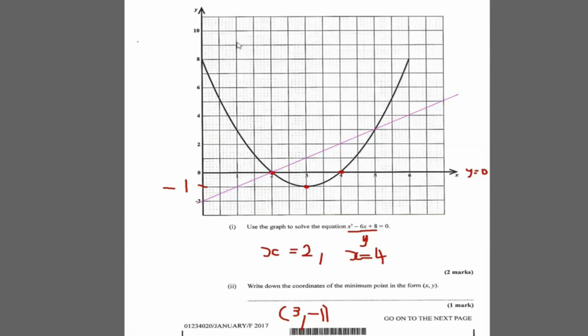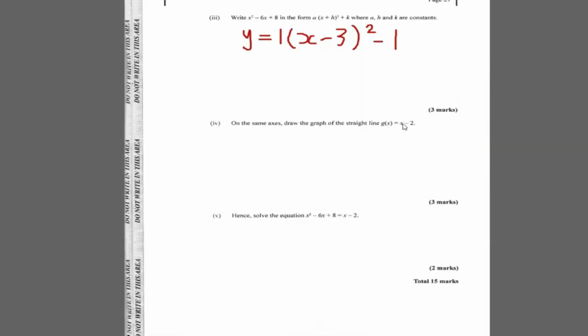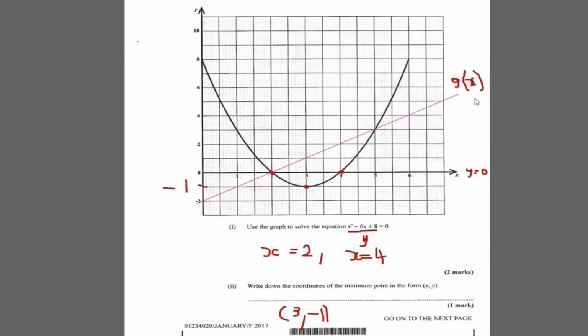So sketching this graph, this is the line g of x, which is x minus 2. How did I know that? It told me that the gradient is 1 and it cuts the y-axis at negative 2. So always remember, x minus 2 means the gradient is 1 and cuts the y-axis at negative 2. That's what that means. There you have it. This is the line of x minus 2.